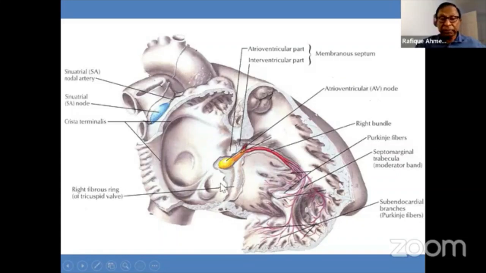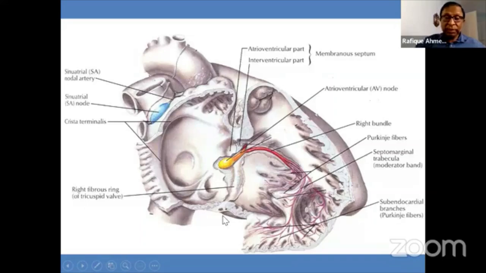And then the AV node. We always consider it a round structure, but actually it is not as round as we think. It has fenestration, a central fibrous body, and fibers coming down on this side, which is important electrophysiologically because that's where the slow pathway is. Then we have the His bundle. It gradually goes upward a little bit, and then it splits into the right bundle, which goes along the subendocardial tissue and then to the moderator band into the right side, and it conducts very fast.